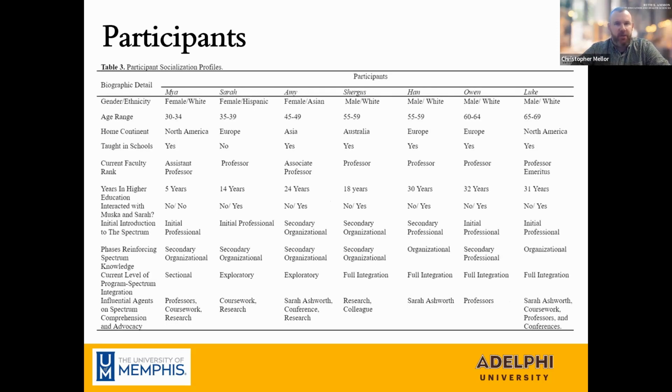So to start with our results, this is quite a busy table, but it gives you an idea about the different participants we had in this study. We had 7 participants ranging in age from 30 to 69. Their home countries included Europe, Asia, Australia, and North America. These 7 were assistant professors, associate professors, full professors, and 1 professor emeritus. The faculty members varied in years in higher education from 5 to 32. As far as their socialization path and level of integration, I'll be explaining that in the coming slides.